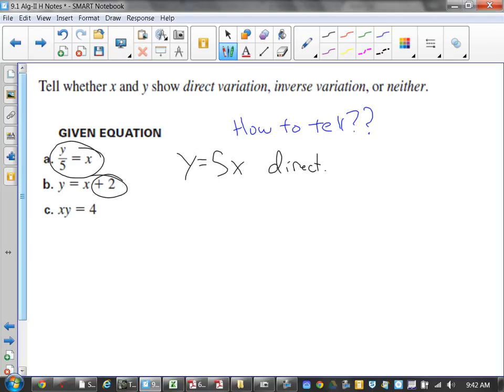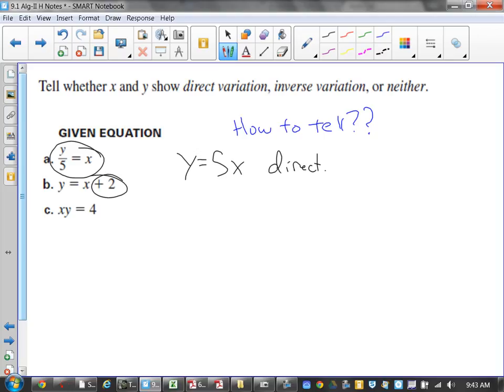I was like, we're talking about direct or indirect variation. We're talking about just straight multiplying or dividing. We're not worried about any constants at all. It's just straight out like that. Okay? Now, when I get to the next one, x times y equals 4, what is that going to be?